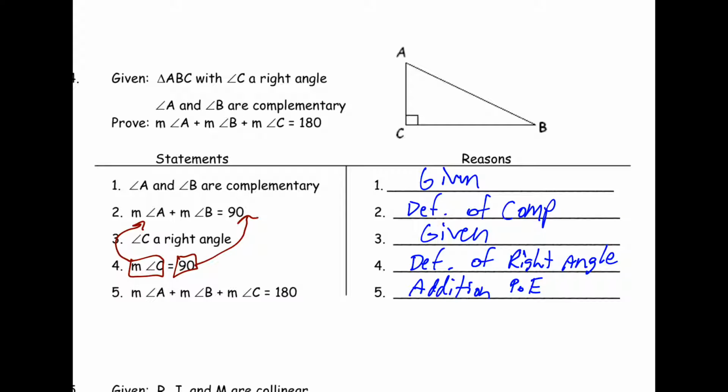So for number 4, we start off with some given statements and we use the definitions to determine that these angles, either by themselves or collectively, equal 90. And then we use the addition property of equality to add the same value to both sides and end with the statement we're trying to prove.